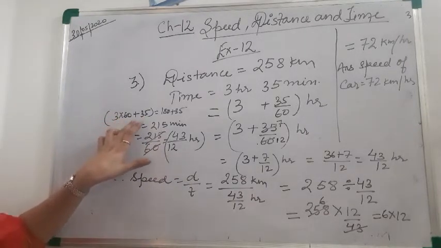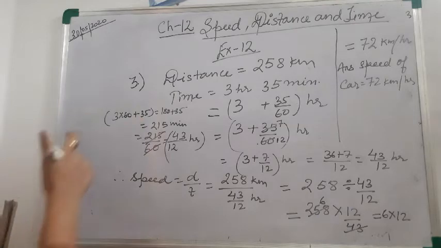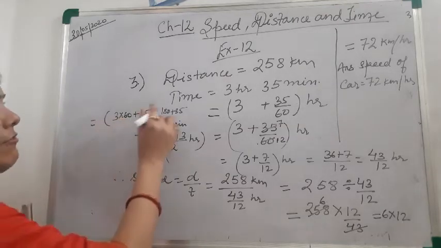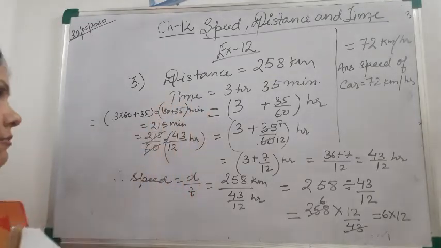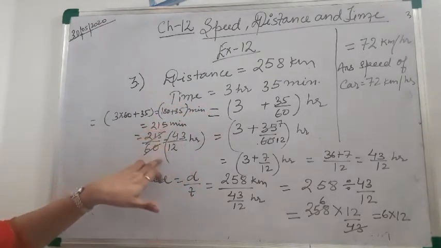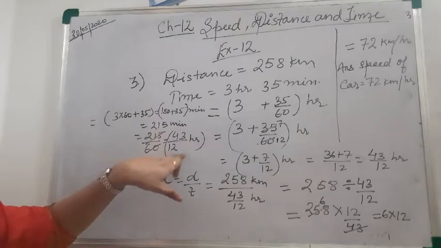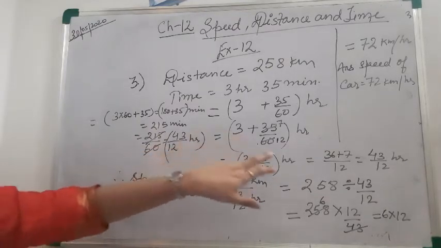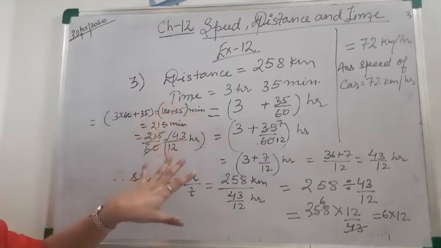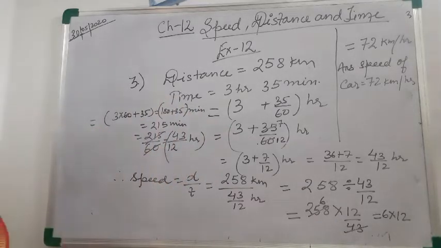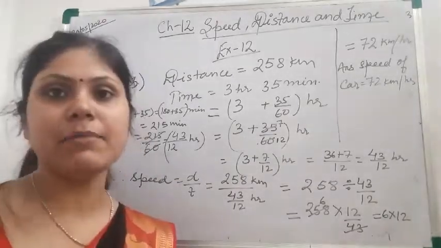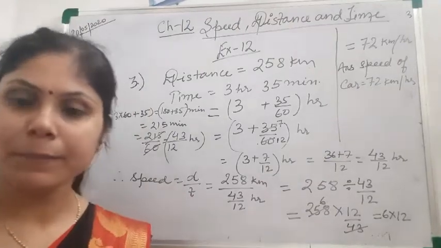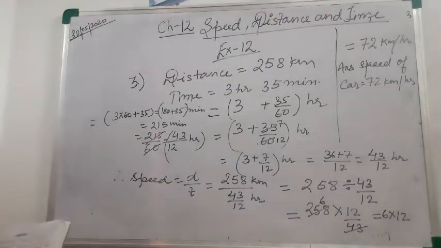3 into 60 we have done, then plus 35 gives minutes: 180 plus 35, total 215 minutes. Then we divide by 60 and solve. This is also correct. See, we are getting the same thing. So whatever you want to apply, you can apply. So many methods are there to solve the same question in maths. You can apply any method, but the formula should be correct. Now come to the fifth question.